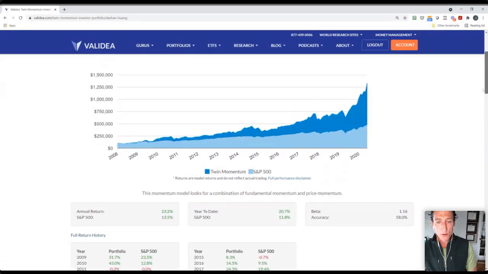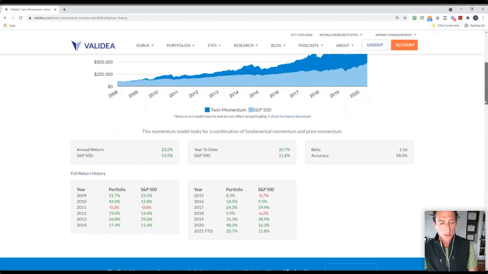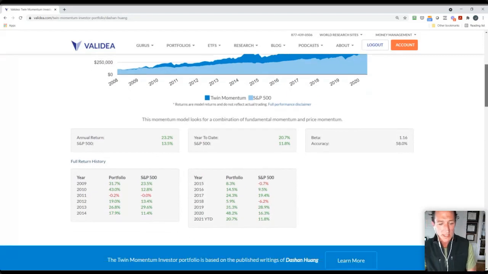But for each of our portfolios, we show the long-term performance chart. We show the full return history as you come down. So if you want to see year by year performance history here, you can see the years that it did well, years that it didn't do well. We do show you the beta and the accuracy.